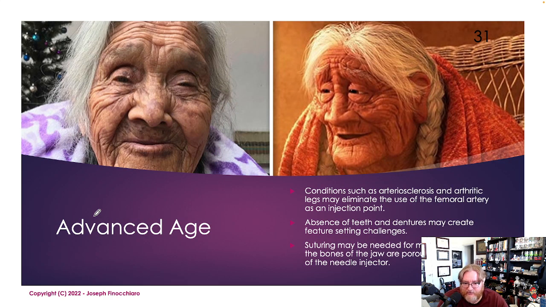Conditions such as arterial sclerosis and arthritic legs may eliminate the use of femoral arteries as an injection point in advanced old age. Absence of teeth and dentures may create feature-setting challenges. This is why you really do want the dentures if they have them, and if nothing else, you will be using a mouth former. Suturing may be needed for mouth closure when the bones of the jaw are porous and prevent use of the needle injector.